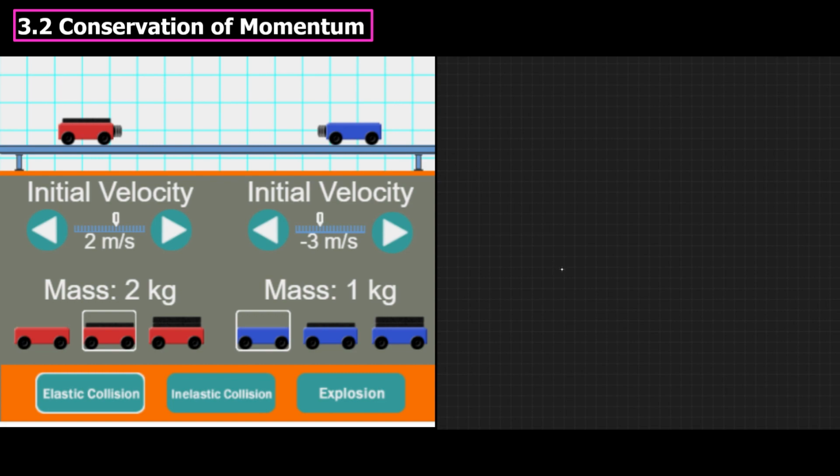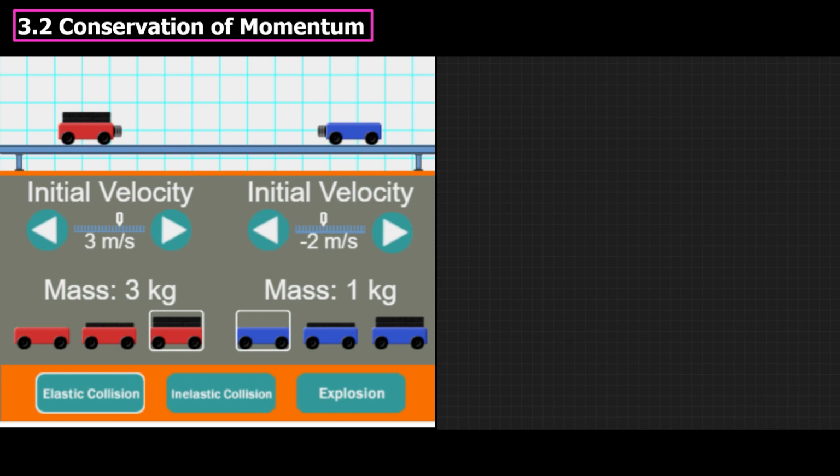by a collision. If you look at the screen right now, you can see two cars, a red car and a blue car. You can set their initial velocity, and at the same time you can set their masses, simply because momentum is affected by two variables: the mass of the body that is moving, and its velocity. So this is the initial state before the collision.